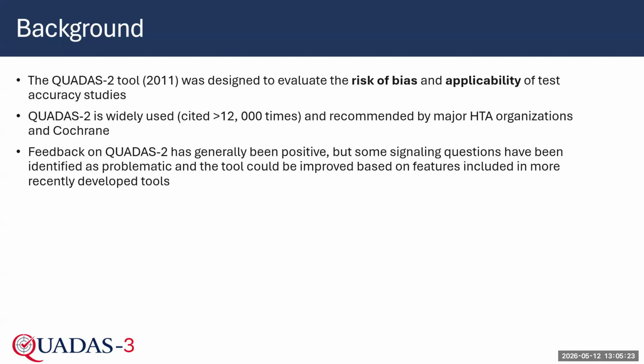So as a bit of background, I'd expect a lot of you are familiar with the QUADAS 2 tool. That was designed to evaluate risk of bias and applicability of test accuracy studies, and it's probably the most widely used risk of bias tool in diagnostics test accuracy reviews. And whilst feedback on QUADAS 2 has generally been positive, we did identify some areas where improvements were required, where we could improve the tool and also move forward with more recent developments in risk of bias tools.